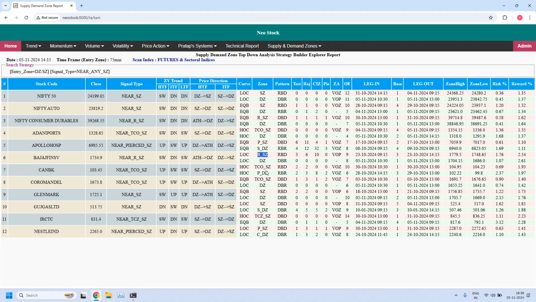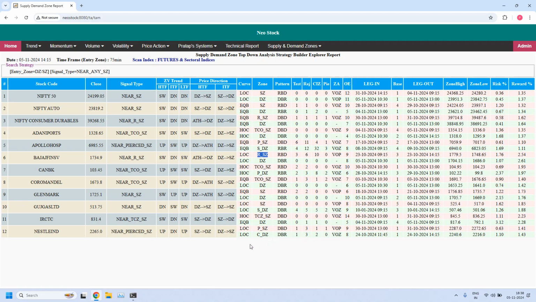Next one is TCO. This is a pierced one, TCO supply zone. This is a TCZ zone. That means we have only one stock. Let me check again. Supply zone. This is a pierced zone. This is a TCO zone. This is the only one valid zone. TCO zone, TCO pierced zone, supply zone. This is a TCZ zone, pierced supply.